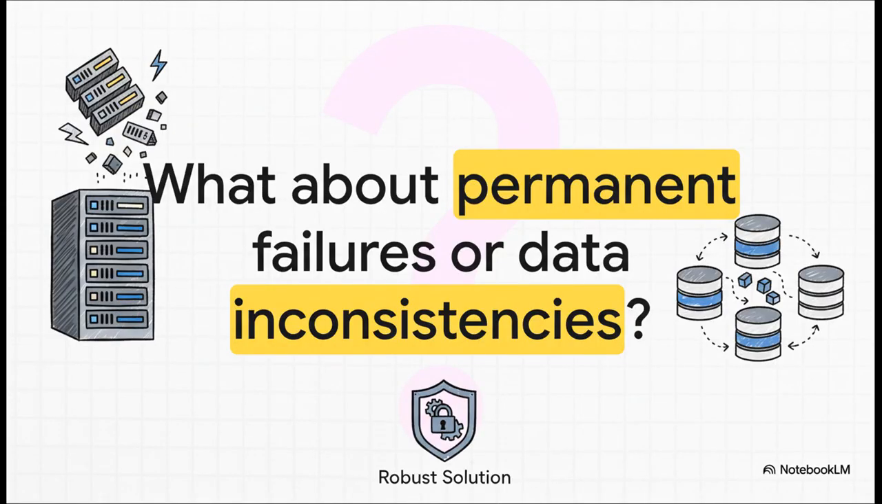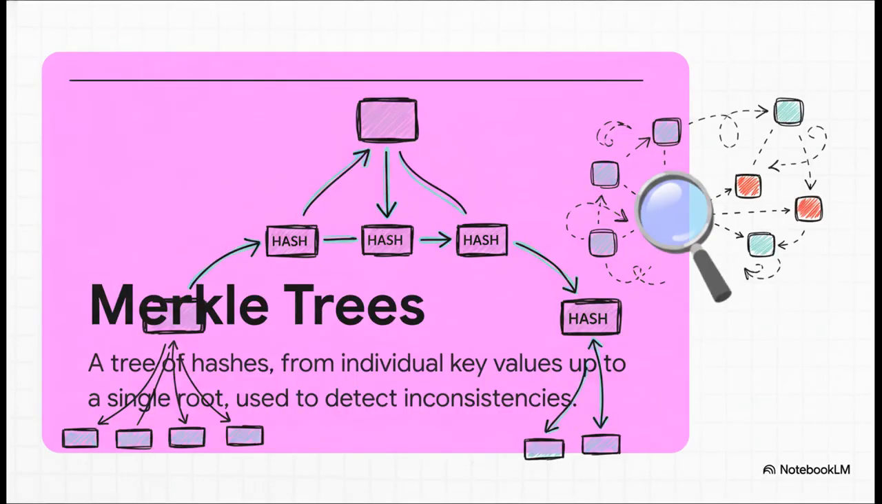Hinted handoff is awesome for brief outages, but what about a more serious problem? What if a server isn't just rebooting? What if its hard drive fried and it's gone for good? Or what if, over a long period of time, the data on different replicas just slowly drifts out of sync? We need a much more robust solution for that. And that solution is a really cool data structure called a Merkle tree. This is one of my favorites.